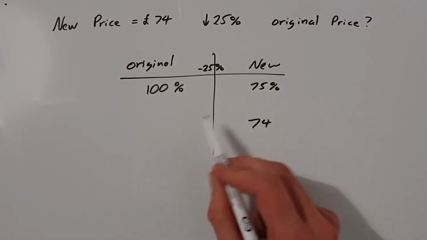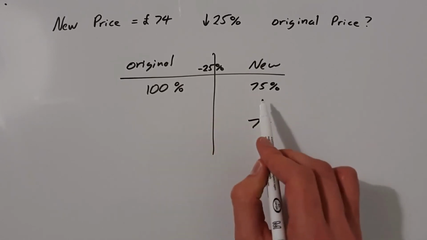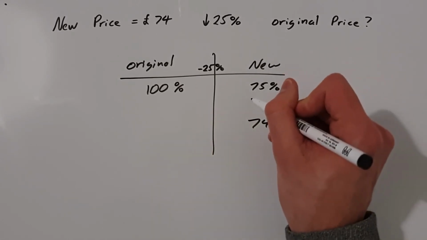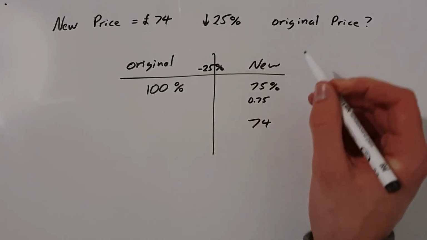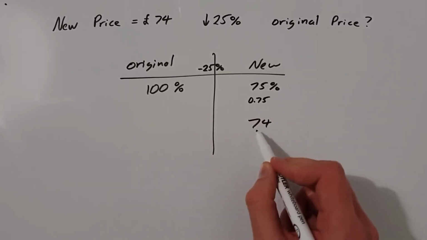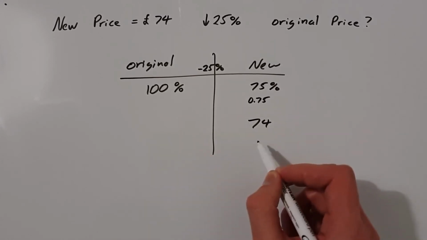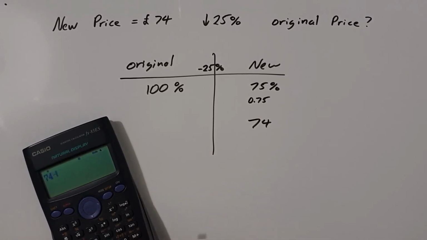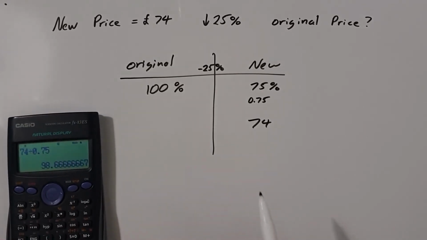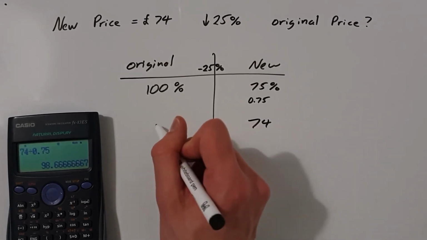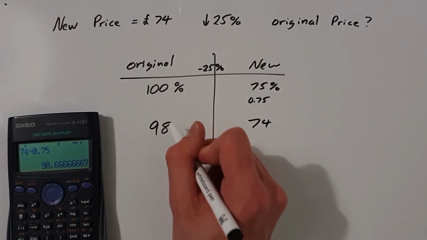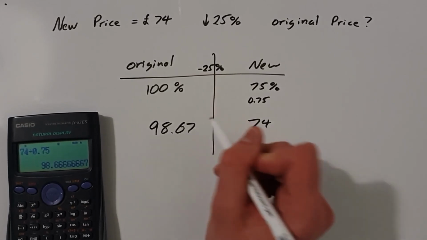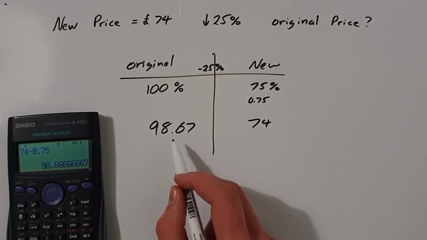So exactly the same way again then. 100 minus 25 was 75%. Convert that into a decimal, gives us 0.75. And as we're trying to go backwards now, we want to divide by our decimal. So what we want to do then is grab our calculator, and this time we want to go 74 divided by 0.75, and that gives us 98.6666 recurring. So that would give us, to 2 decimal places, 98.67, and that would be the original price.